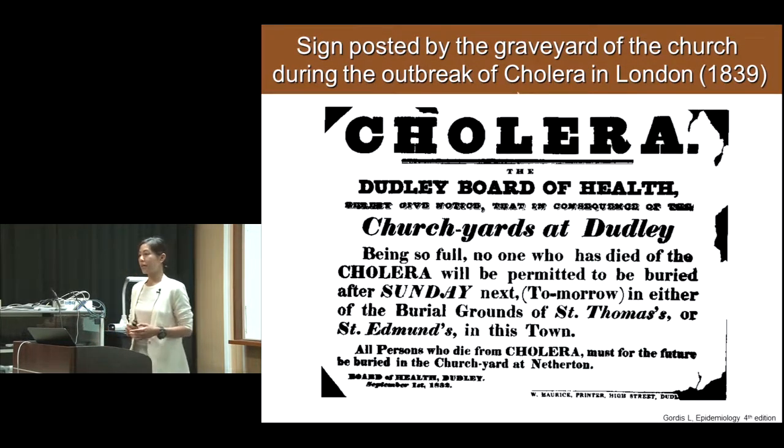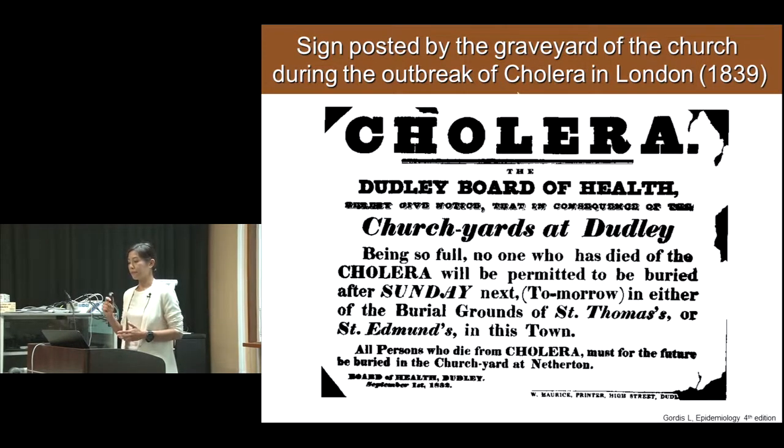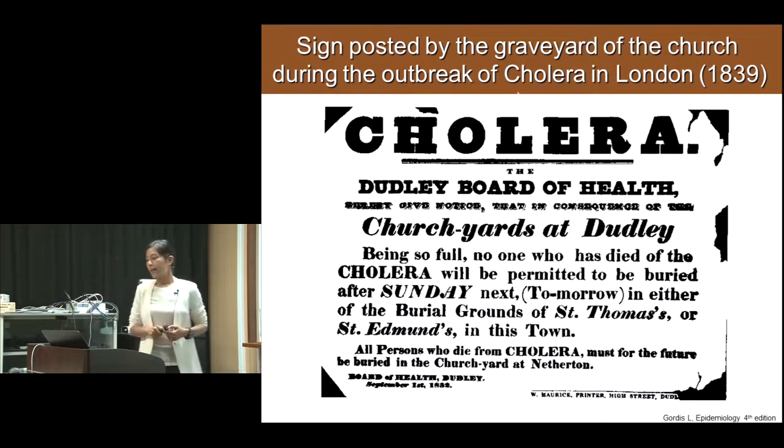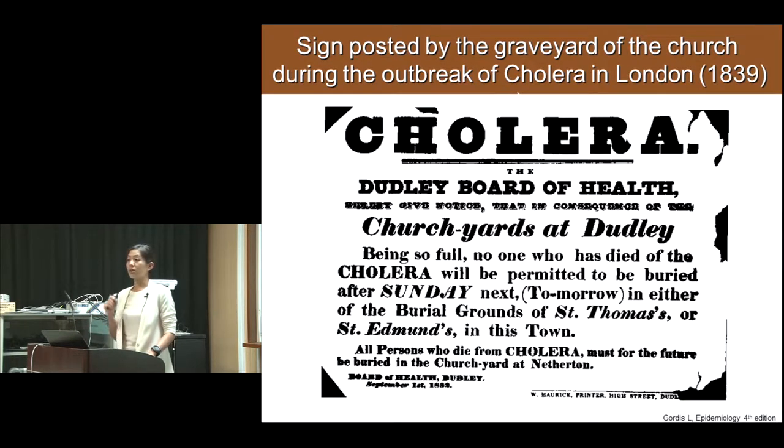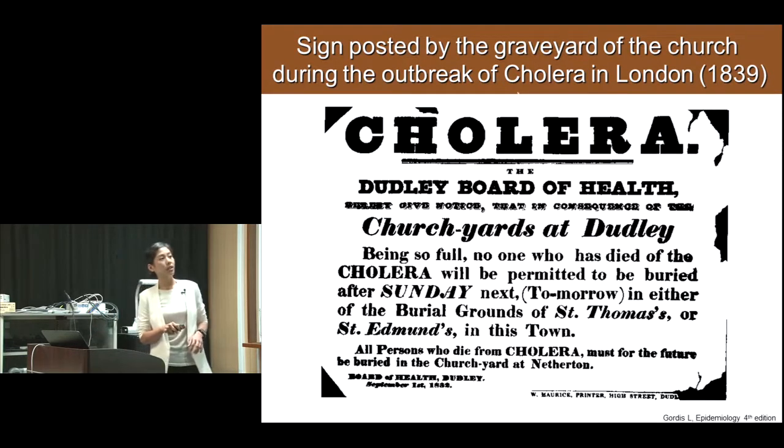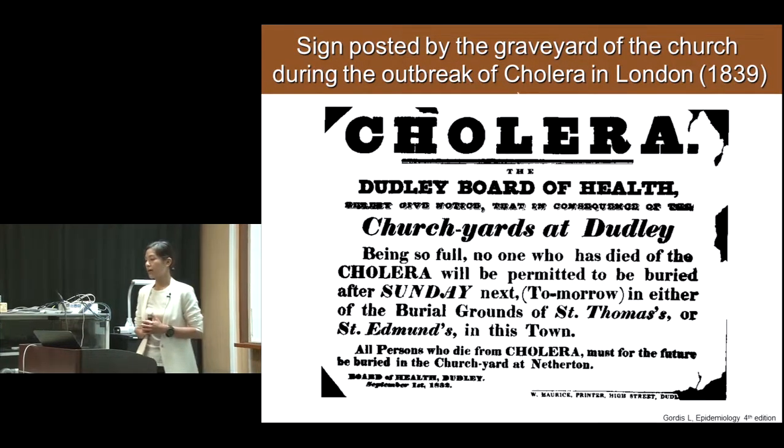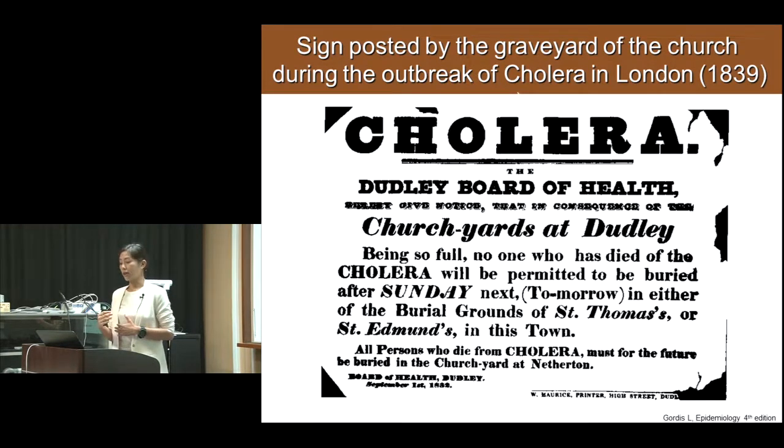And we can never not talk about this classic example of the epidemic of cholera in London in the 1800s. The photo here shows the sign posted by the graveyard of the church during the outbreak of cholera in London. At that time, it was the major cause of death in England. And the problem was so severe that the churchyard put up a sign to refuse further burials of those people who had died of cholera.